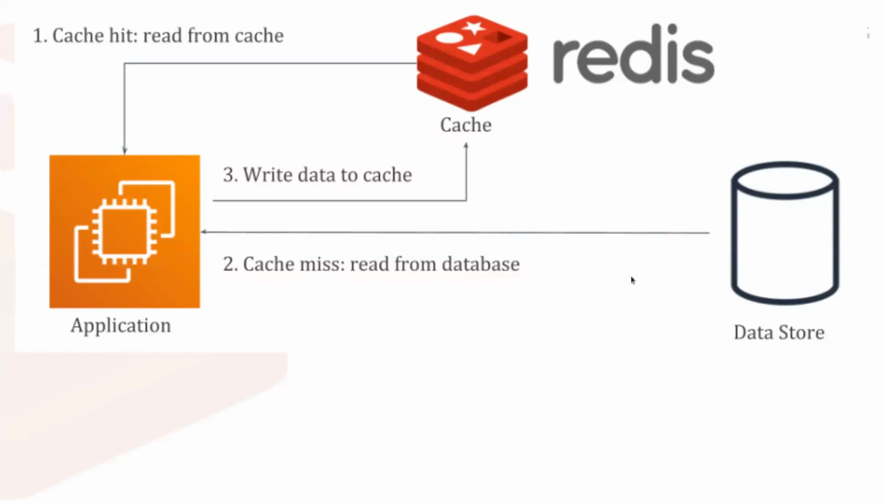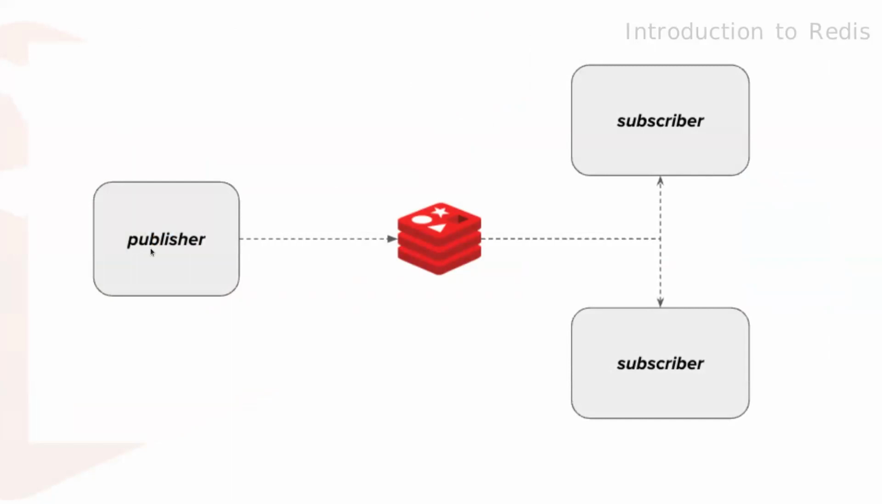Okay, so that's caching. And another use case is publish and subscribe. Suppose there is some data coming to our application. So I have 5 applications, and there is one application which sends the data. Okay, and from this one application, the data needs to be fetched by the other 4 applications. Whenever the first application sends the data, it should be received by the other 4 applications.